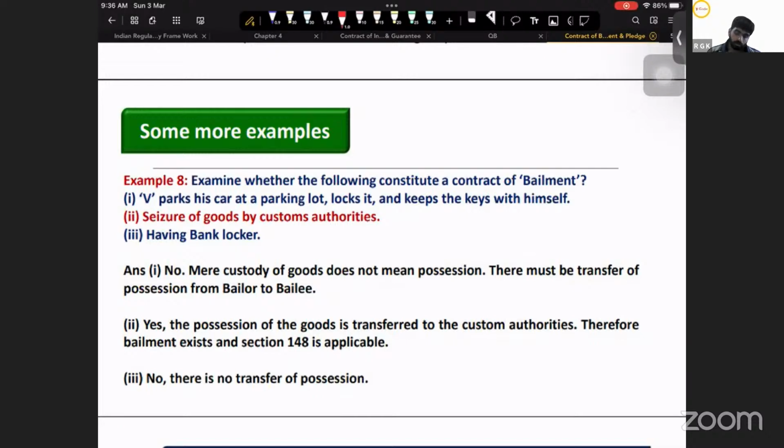Next, having a bank locker. Just because you have a bank locker and you deposit your ornaments in the bank locker, it will not be considered as bailment. It will not be considered as bailment because there is no transfer of possession happening. It is mere custody that is getting transferred and not the possession.